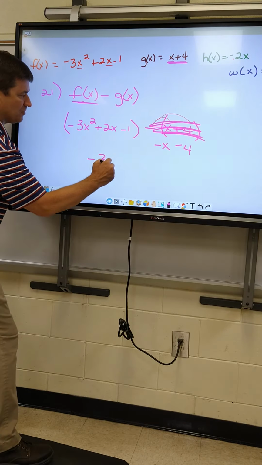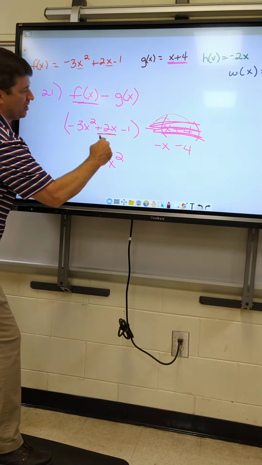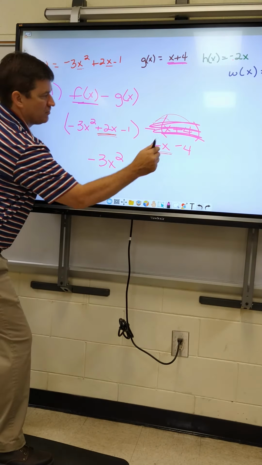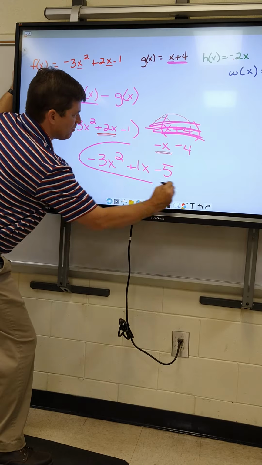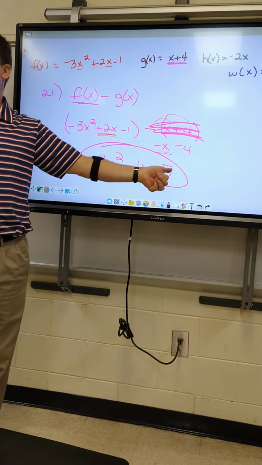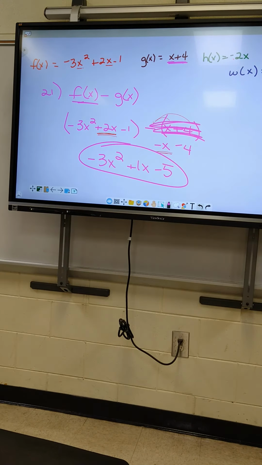So my final answer, 3x squared goes in the front. 2x, negative 1x. Negative 1 minus 4 is negative 5. So most of you just missed the last number. I think a lot of y'all have like plus 3 right there, the ones who missed it. Okay, other than that, you guys are doing pretty well.